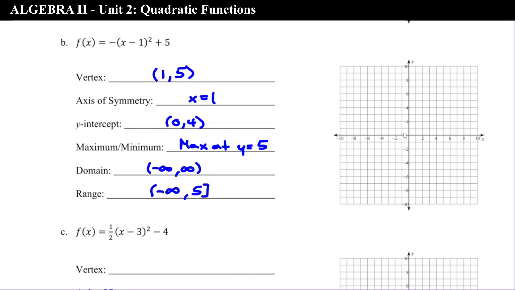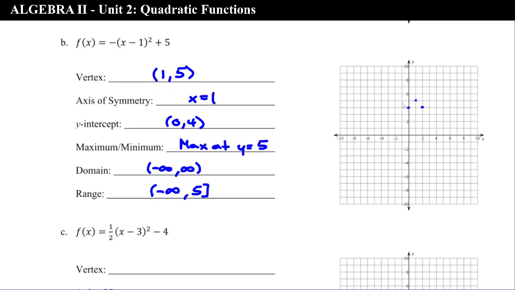So now let's plot some points. The vertex is at 1, 5, so 1 over, 5 up. So there's our vertex. Since our vertex is here, we're expecting all of our other points to be below it. Our y-intercept is one of those, 0, 4. Now we know we're going to be reflected, but since there's no value after this minus sign out in front, then we know it's going to be a standard form parabola, so we'll reflect at this point first.